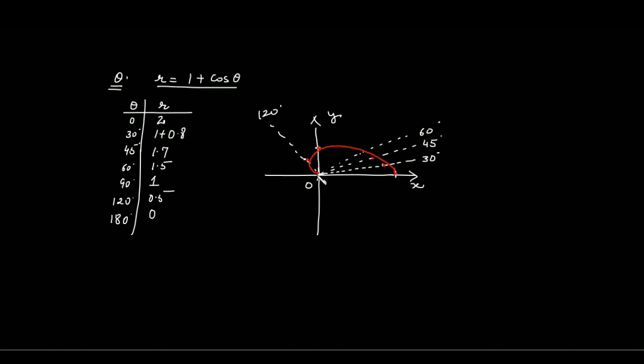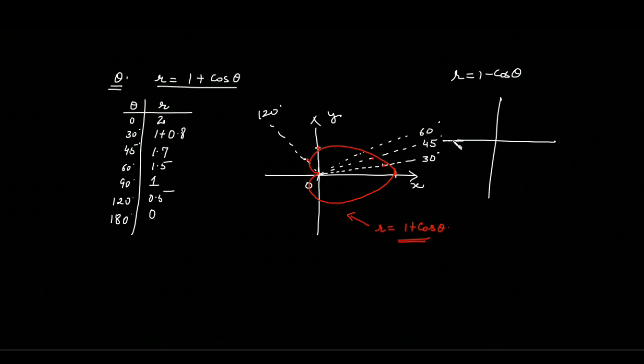Now since our graph is symmetrical about x-axis, so this is the graph of r is equal to 1 plus cos theta, which is symmetrical about x-axis only. So this way you can remember the graph. This is cardioid shape. This is r is equal to 1 plus cos theta. Similarly, you can draw the graph of r is equal to 1 minus cos theta. This is the reverse of this.